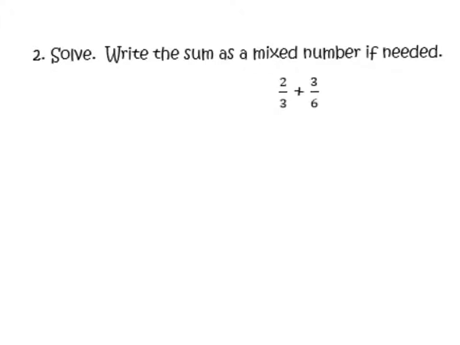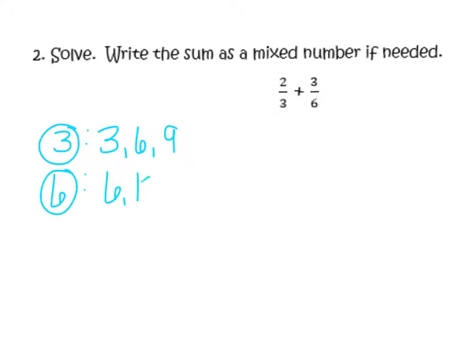Look at number 2. We have 2/3 and 3/6. Are the denominators the same? No, so I have to list the multiples of 3 and 6 until I find one they have in common. Go ahead and list the first 3 multiples of 3 and 6. Pause the video while you work and replay when you are ready. The first 3 multiples of 3 are 3, 6, 9. The first 3 multiples of 6 are 6, 12, 18.